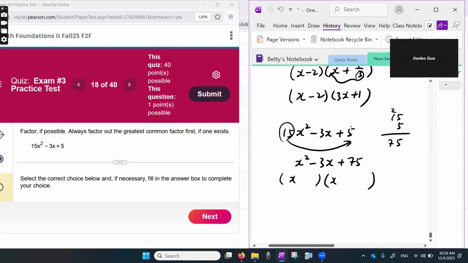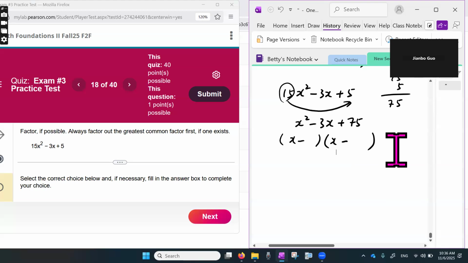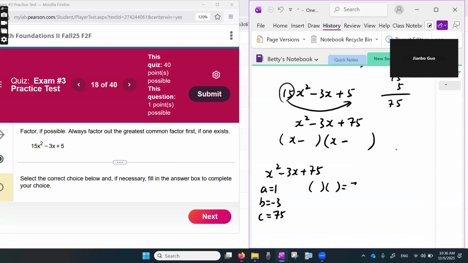Let's see which two negative numbers multiply to 75 and add up to negative 3. Okay, we do have to go through the process, right? Yeah, x squared minus 3x plus 75. When we slide, 15 times 5 is 75. A is 1, B is negative 3, C is 75. Since the two integers need to multiply to positive 75 and add up to negative 3, they need to be both negative. And which two negative numbers?